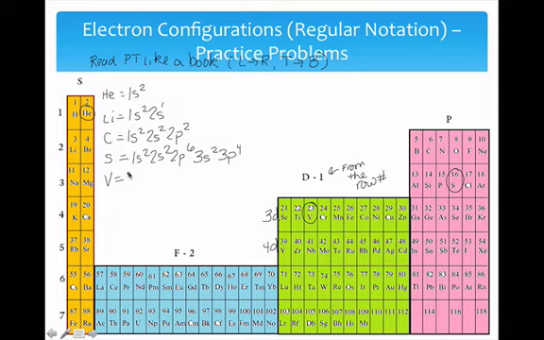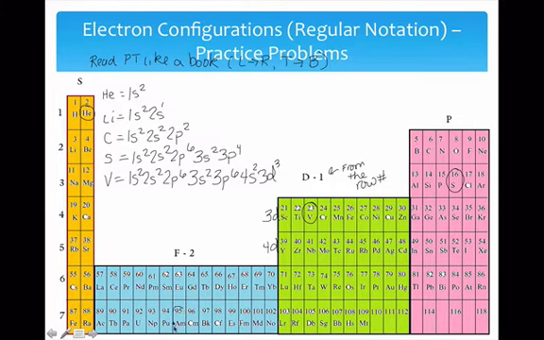So with vanadium, I start at the top, 1s2. Then I go 2s2, 2p6, 3s2, 3p6, 4s2, and then I watch out because these are the 3d's. Oops, I should probably put my 2 in. 3d, 1, 2, 3 over. And there's vanadium.